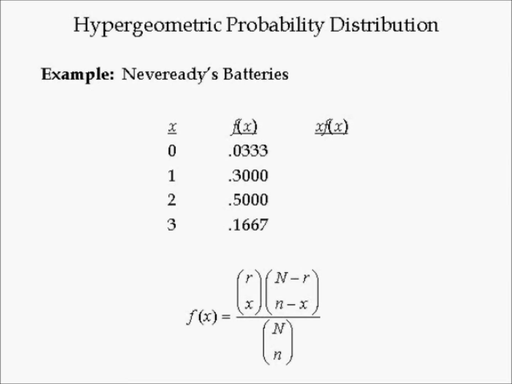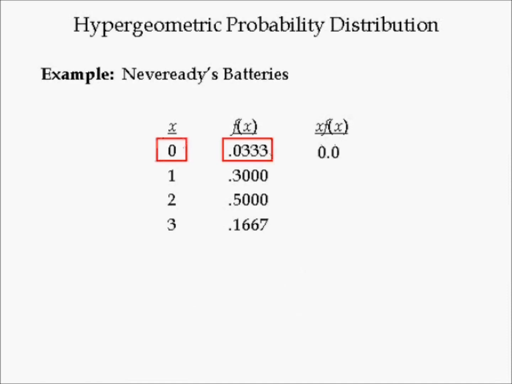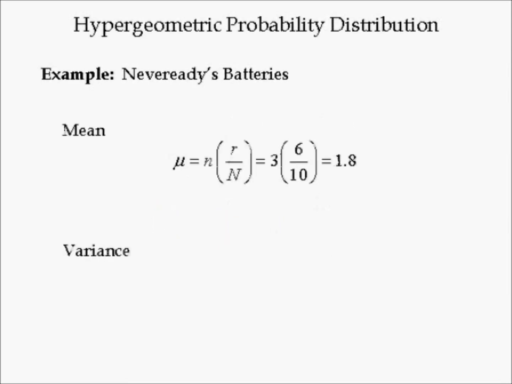To compute the mean, we must first compute the products of the values of x times the respective probabilities. The first product is 0 times 0.0333, which is 0. Then 1 times f of 1, 0.3000, is 0.3. 2 times f of 2, which is equal to 0.5000, is 1. 3 times f of 3, 0.1667, is 0.5. Summing this, we get 1.8, which is exactly what the shortcut equation gave us.